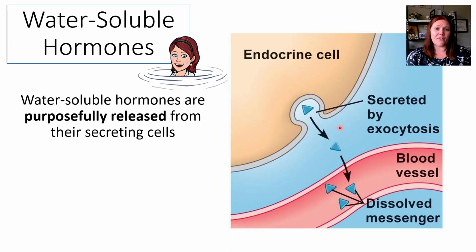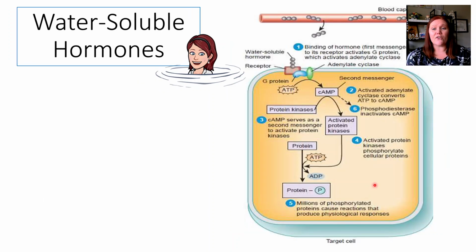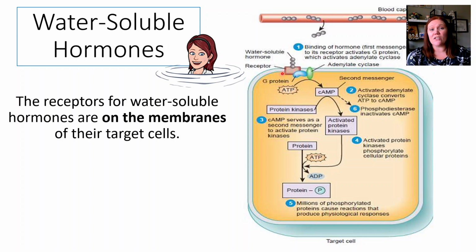Now remember, these are water-soluble hormones, so when they get into the bloodstream, they say, hey, there's water out here. I like water. They don't need any help to transport throughout the body. So water-soluble hormones do not use a carrier protein to travel throughout the bloodstream. Another critical difference between water-soluble hormones and lipid-soluble hormones is the fact that water-soluble hormones attach to receptors that are on the surface of their target cells.